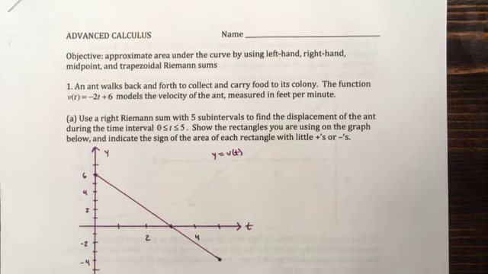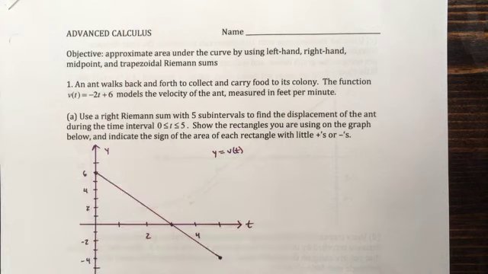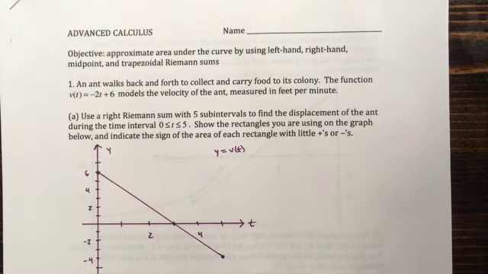And we'll start with sort of a practical example. An ant walks back and forth to collect and carry food to its colony. Function v of t equals negative 2t plus 6 models the velocity of the ant measured in feet per minute. So use a right Riemann sum with 5 subintervals to find the displacement of the ant during the time interval 0 is less than or equal to t is less than or equal to 5. Show the rectangles you're using on the graph below. Indicate the sign of the area of each rectangle with little pluses or minuses.